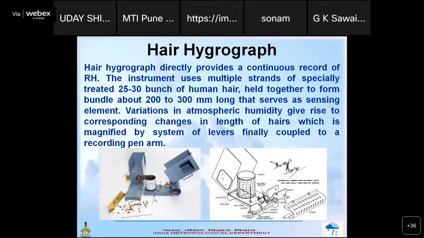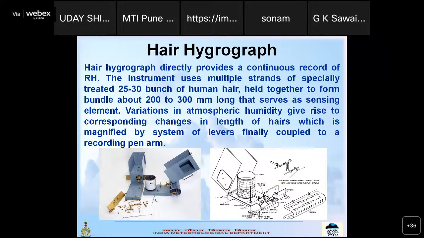in the instrument, and there is a hook. This is the thread bundle of the human hairs, and in the middle the hair is hooked with a hooking system, and that hook is kept tight because of the tension of the hair. So whenever the humidity increases, elongation will occur, and that hook will be loosened. Whatever loosening and tightening this property of the human hair produces will be amplified by this mechanical lever assembly, and it will be connected to the horizontal rod.